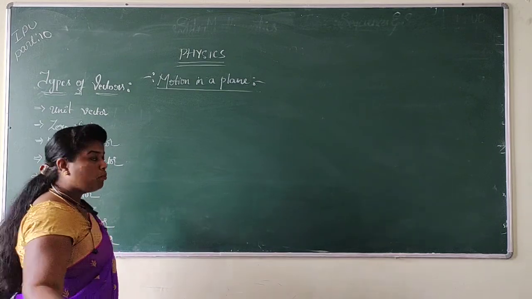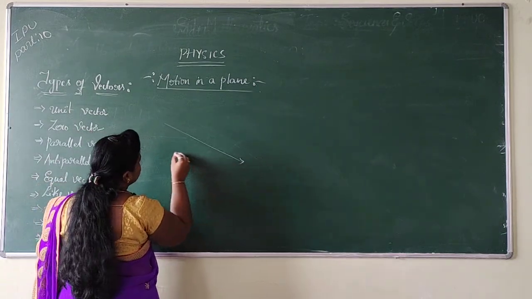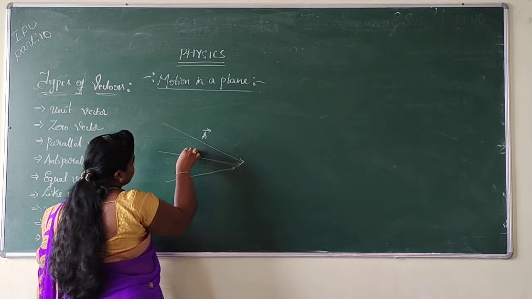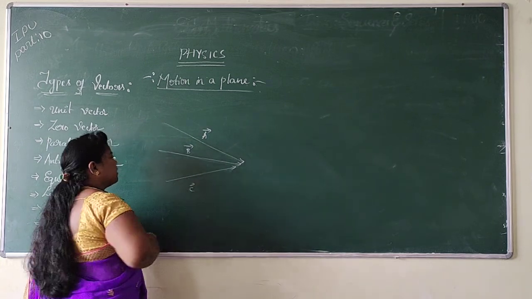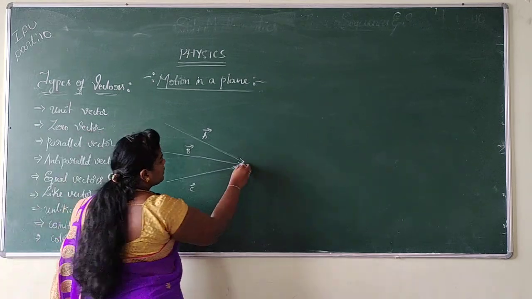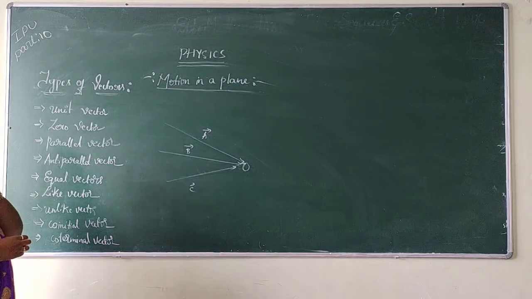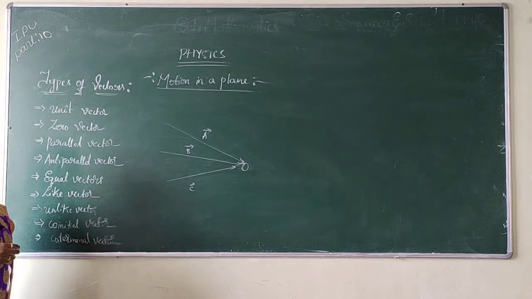Write down the definition. If two or more vectors have the same terminal point, let us say vectors A, B and C have the same terminal point, this is said to be the terminal point. So that is said to be co-terminal vectors.